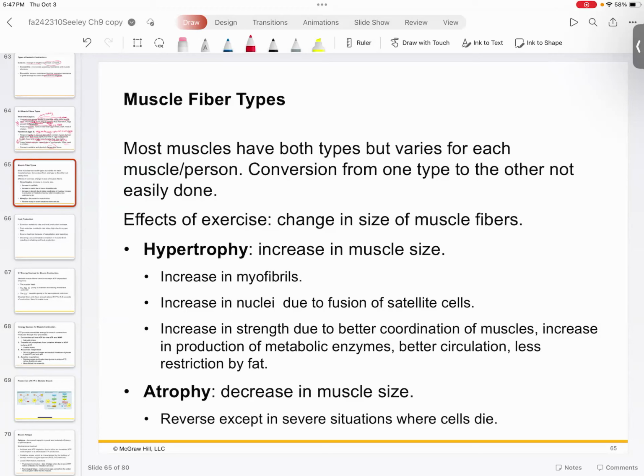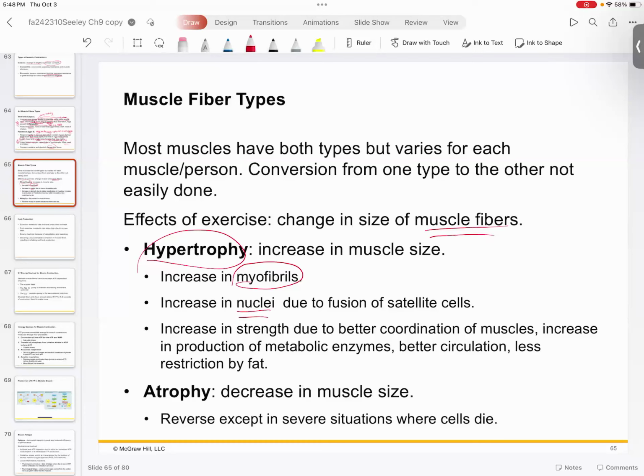So when you take a look at exercise, what's going to happen is you're going to change the size of your muscle fibers, right? So you get hypertrophy, which is the increase in muscle size. And this is due to the increase in myofibrils, not the increase in the muscle itself. And so you'll increase your nuclei. When you increase your nuclei, you fuse a type of cell called a satellite cell, which will fuse together and make a larger nucleus.